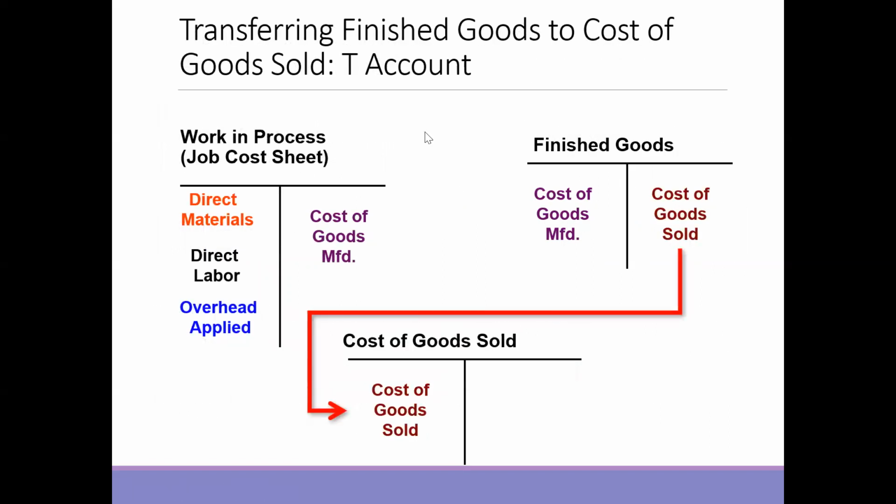Now, what happens when you sell the products? They will go from the finished goods inventory account over to an income statement account, cost of goods sold. So our cost of goods sold will be debited, finished goods will be credited, and it goes into the income statement, cost of goods sold.